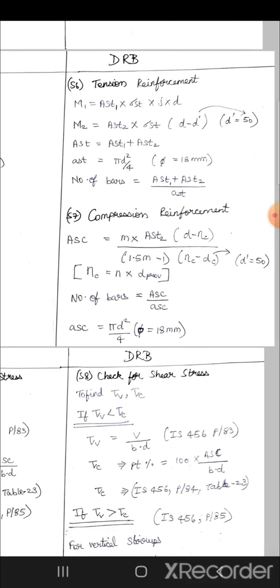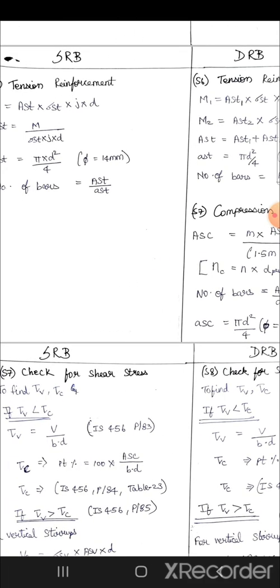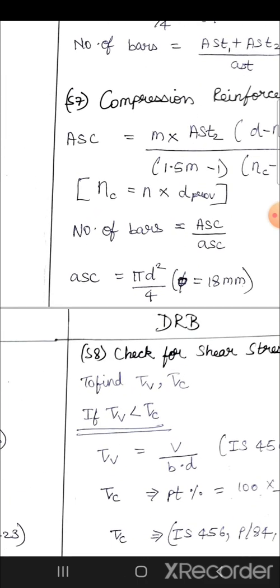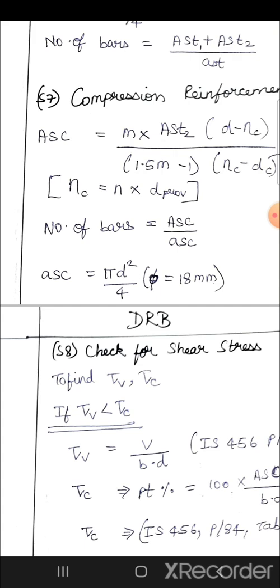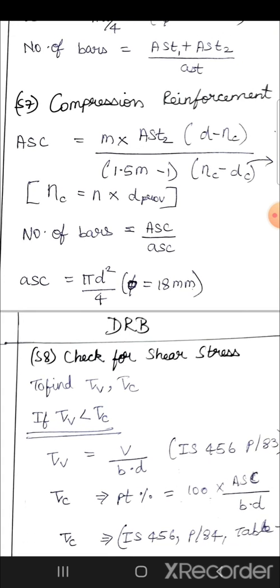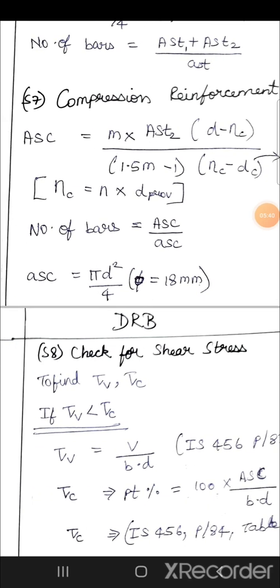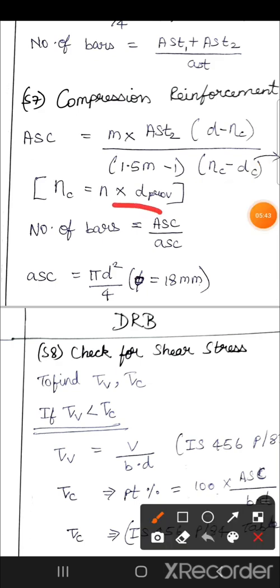Here for doubly reinforced beam we must find compression reinforcement also. In singly it is not required. So formula of ASC is m into AST2 into D minus NC by 1.5 into m minus 1 into NC minus DC. DC is clear cover. Clear cover for beam is 50. NC formula is N into depth provided.